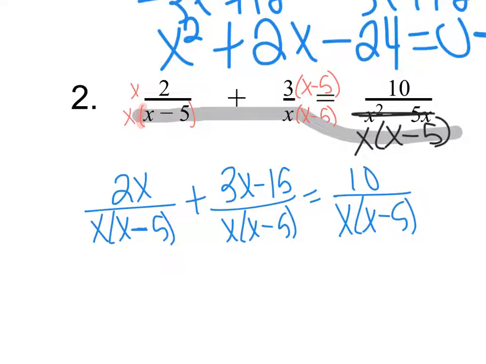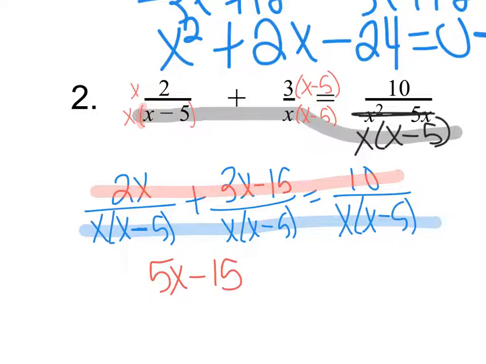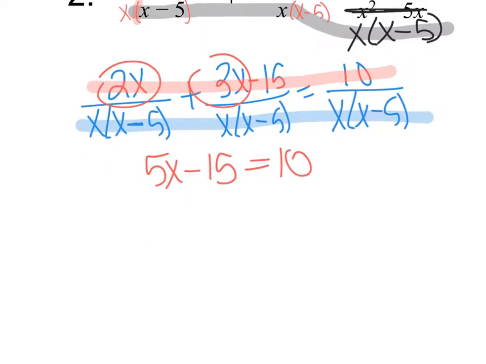Again, once these denominators are the same, they have cleared themselves out, which means I can just say that my numerators are equal to each other. So if I combine my like terms, I would get 5x minus 15, because 2x and 3x is 5x, equals 10. Now I'm just solving for x. I'm going to add 15 to both sides. I get 5x equals 25, x equals 5.